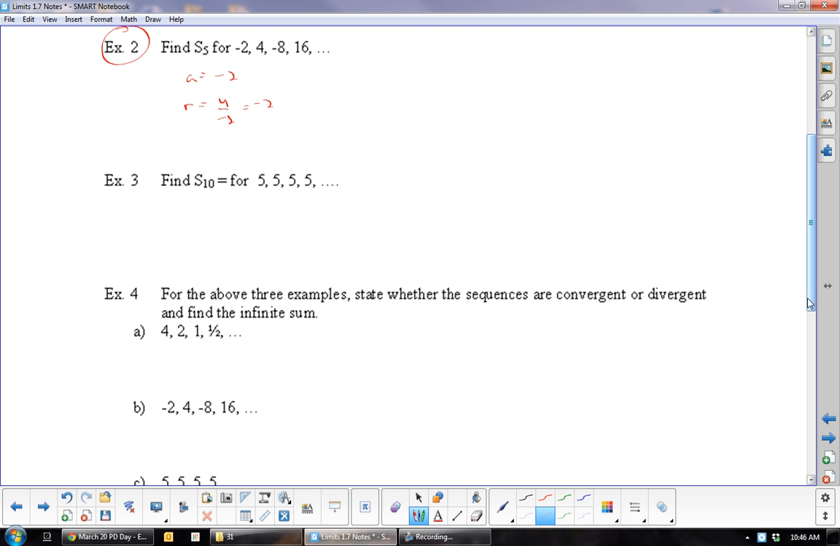Now, do you see how this says find S5? Not T5, but S5. So even though there aren't plus signs there, they do ask you to add them together. And then n equals 5. So S5, meaning the sum of the first 5 terms, equals negative 2 times negative 2 to the 5 minus 1. This one's a little bit confusing because a and r are the same.